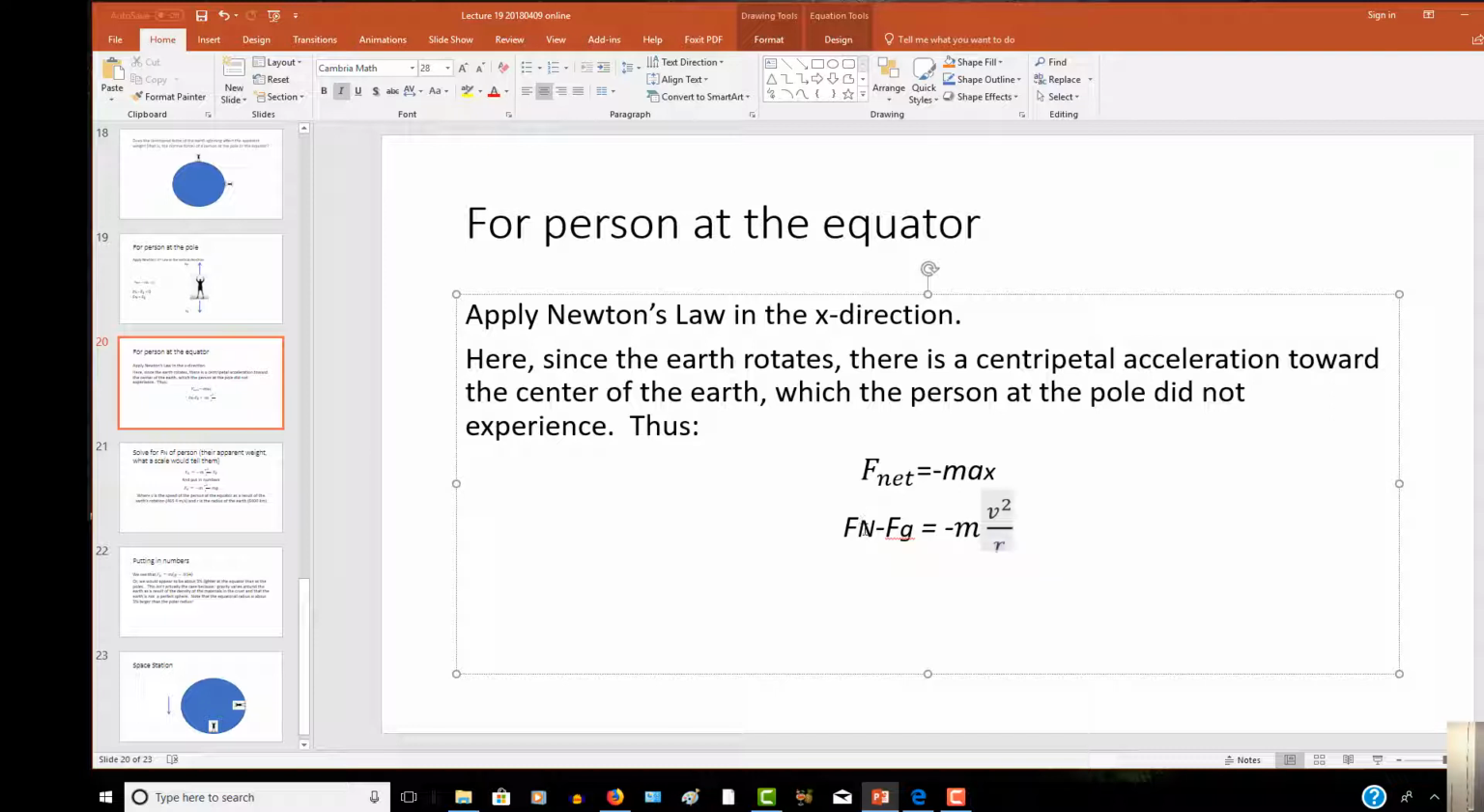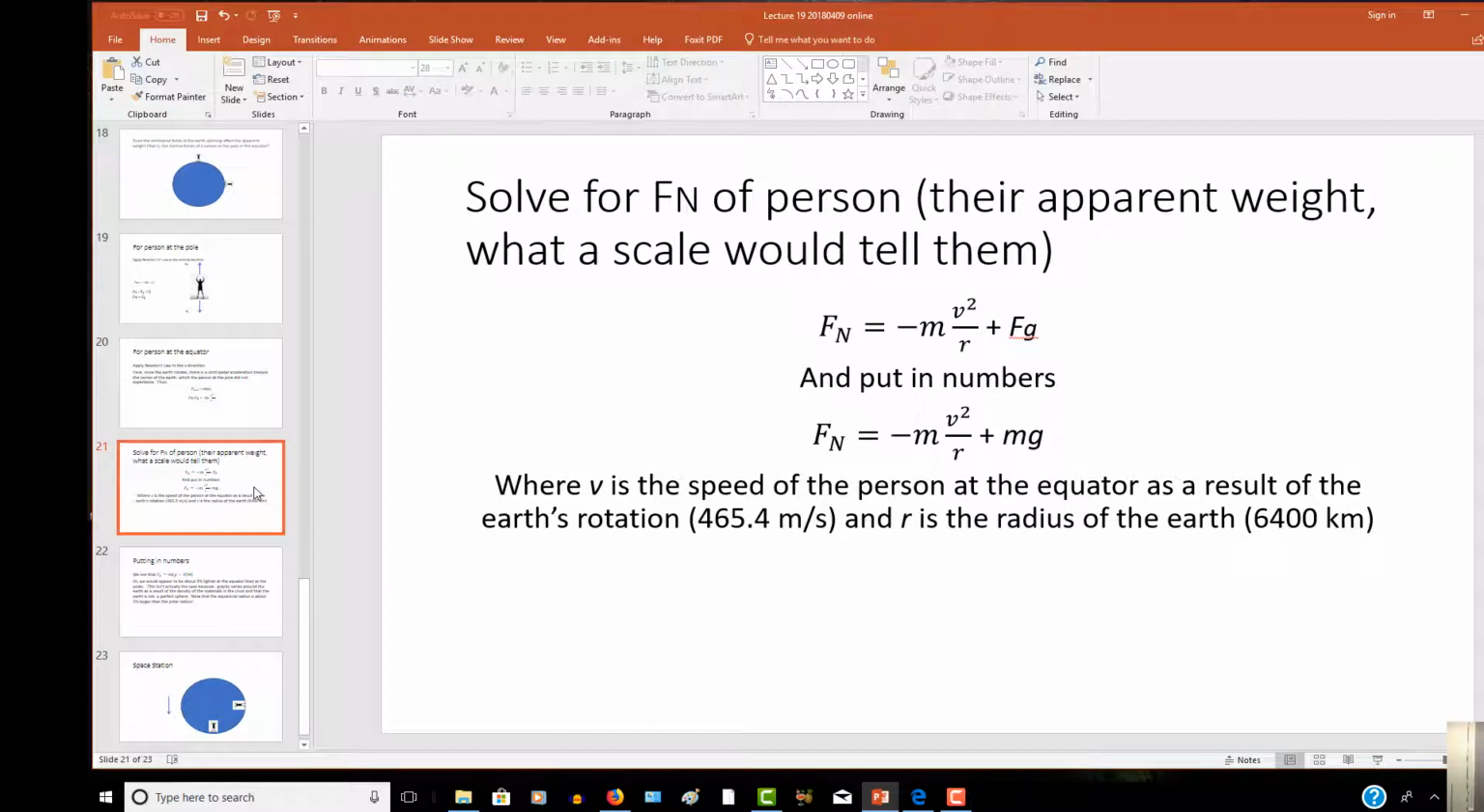So now this difference between the normal force and the force due to gravity, which is equal to 0 at the poles, happens to be equal to this small negative number here. It would be negative the mass of the person times v squared over r. And I continue with that over here. Once we put in the numbers in this equation, of course, Fg is equal to the person's mass times gravity, and this mv squared over r is the person's mass times v squared over r.